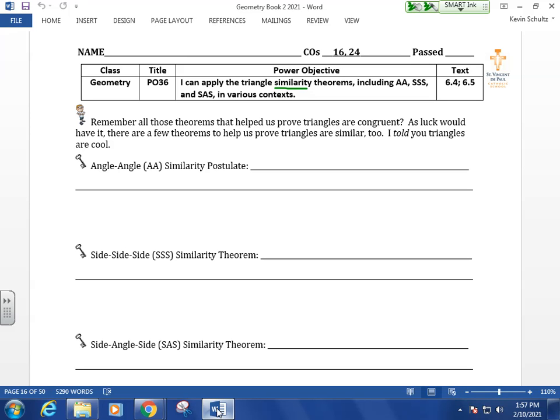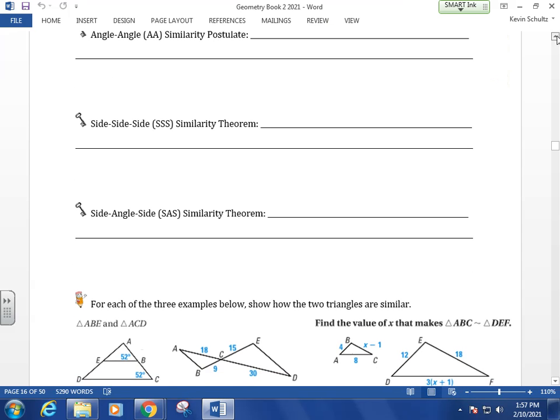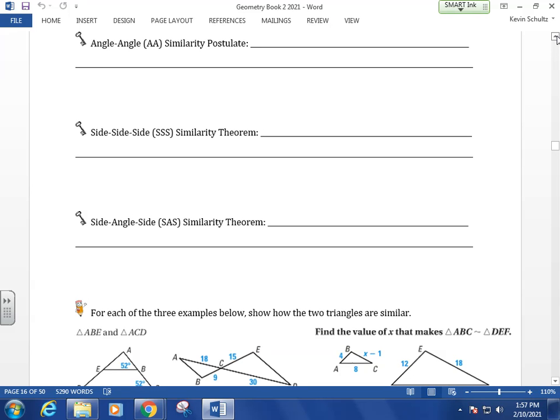So just to review a little bit first, similarity. What does it mean for two triangles to be similar versus congruent? Elise? They have the same proportion. Right. Similar triangles are proportional, okay, whereas congruent triangles are the same size and the same shape. They're equal. They're congruent. So there are more theorems to prove congruency than similarity. The three that we're going to talk about are angle, angle, side, side, side, and side, angle, side. Okay. So the angle, angle similarity postulate says that.